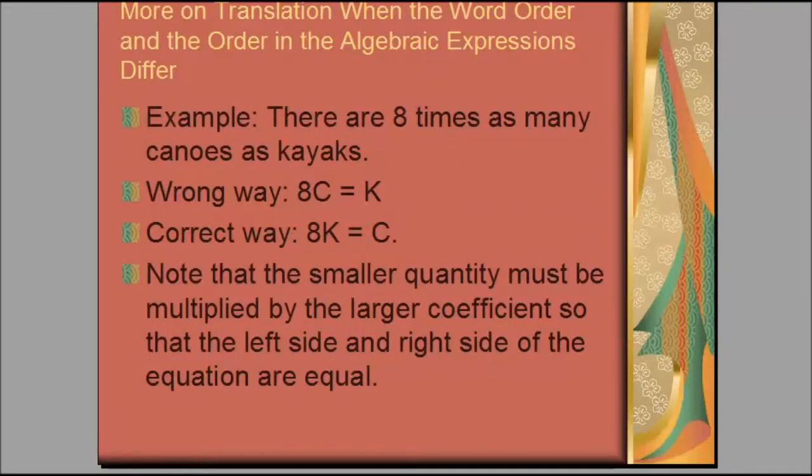Here is more on translation. There are 8 times as many canoes as kayaks. The wrong way is 8C equals K. The correct way is 8K equals C. Notice that the smaller quantity must be multiplied by the larger coefficient so that the left side and the right side are equal.